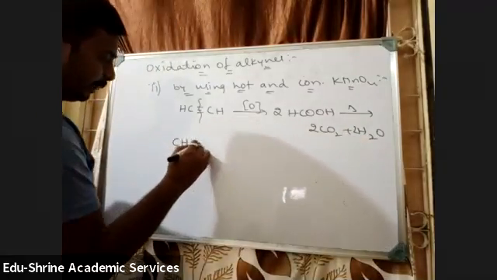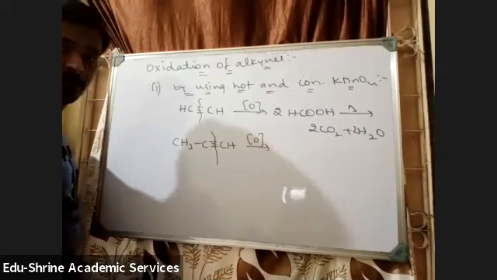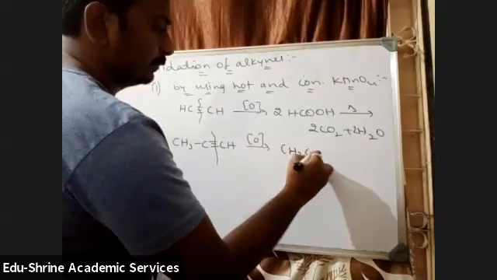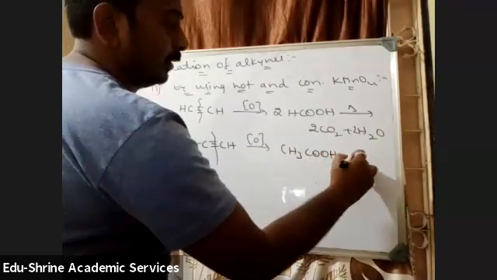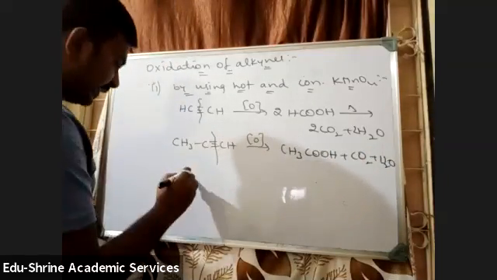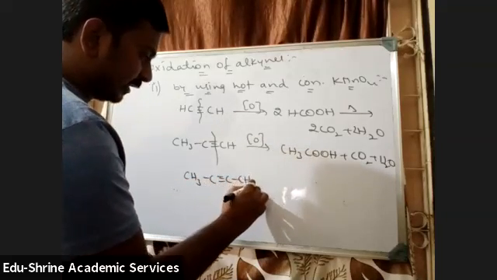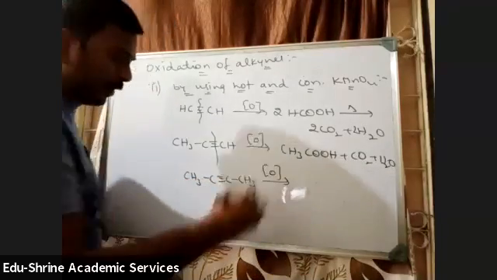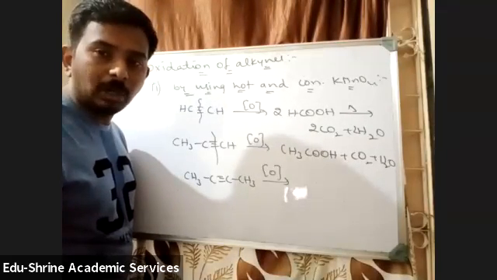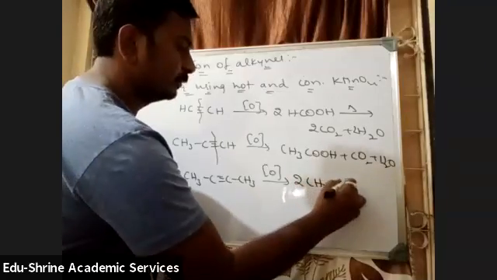You take non-terminal. For example, if I take CH3, C triple bond CH. From here also the bond gets broken down. One will be formic acid, one will be acetic acid. Formic acid, I am writing it as CO2 plus H2. For example, if I take CH3, C triple bond C CH3, tell me students what products you will get? With hot concentrated KMnO4, yes, 2 moles of acetic acid you will get.